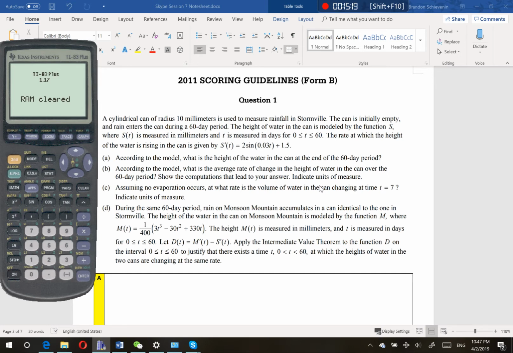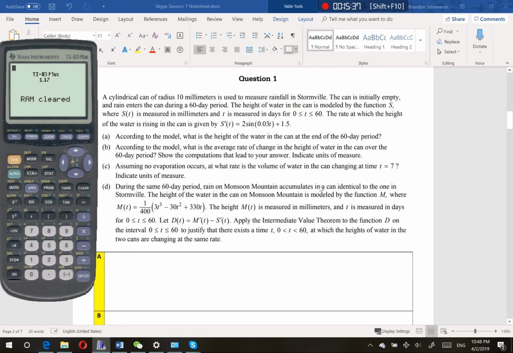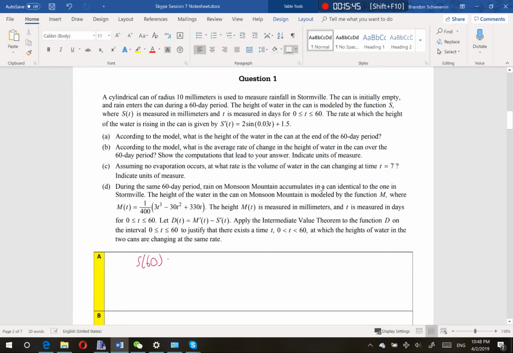First thing they want to know is, what is the height of the water in the can at the end of this 60-day period? What do I have to do? Integrate from 0 to 60 of s prime. Okay. Normally I would have to worry about a start point as well. So I would do s at 60 is equal to s at 0 plus the integral from 0 to 60 of s prime t dt, which is the same thing that you gave me for this one though, because we were told the can is initially empty.